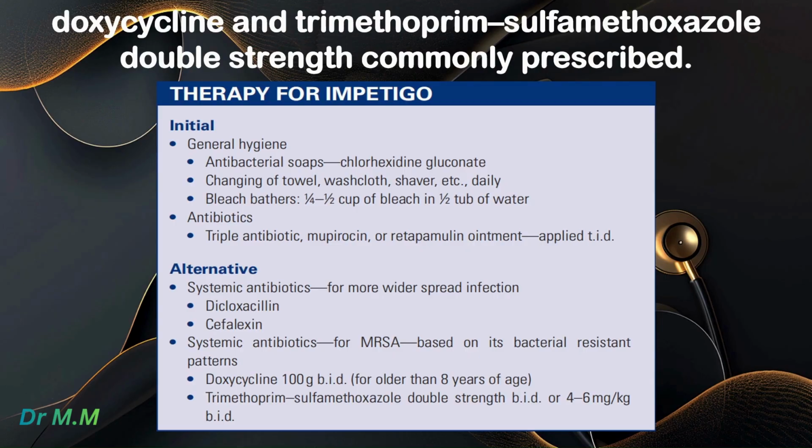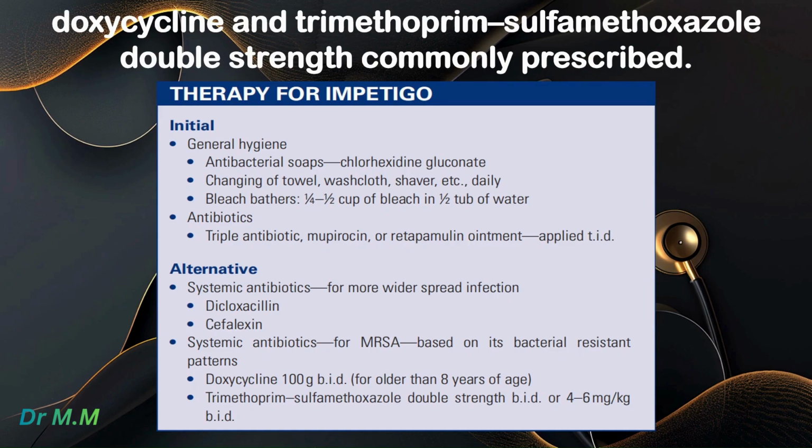Therapy for impetigo. Initial: general hygiene. Antibacterial soaps, chlorhexidine gluconate. Changing of towel, washcloth, shaver, etc., daily. Bleach baths, 1/4 to 1/2 cup of bleach in a half tub of water. Antibiotics: triple antibiotic, mupirocin, or retapamulin ointment, applied TID.